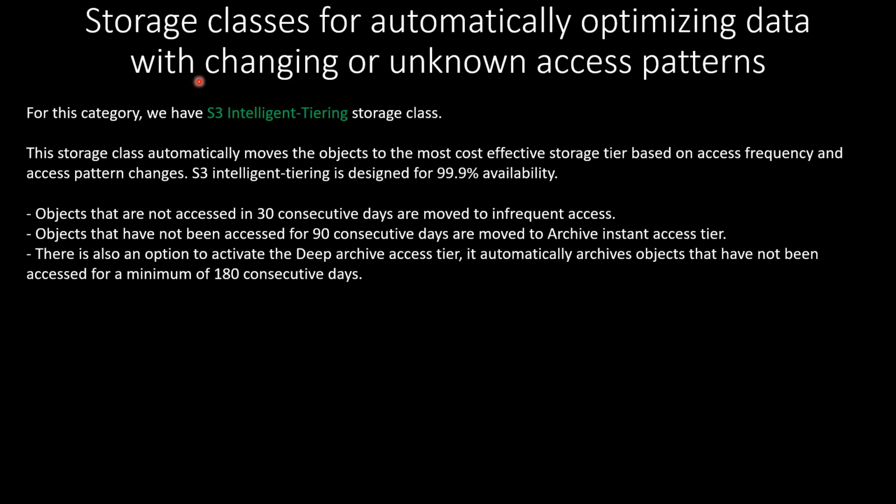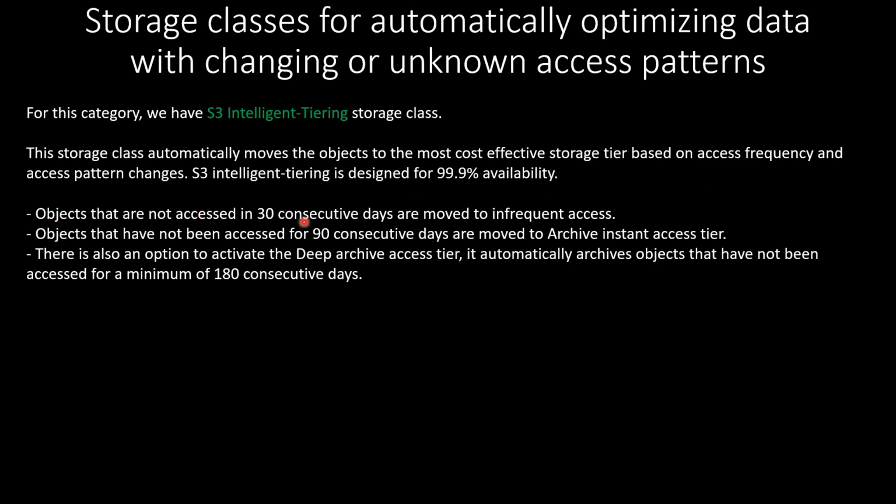Then at last we have storage classes for automatically optimizing data with changing or unknown access patterns. For this category we have the S3 Intelligent-Tiering storage class. This storage class automatically moves the objects to the most cost-effective storage tier based on access frequency and access pattern changes. S3 Intelligent-Tiering is designed for 99.9% availability. So in this storage class, the objects are automatically moved to different storage classes based on their access frequency and pattern changes.